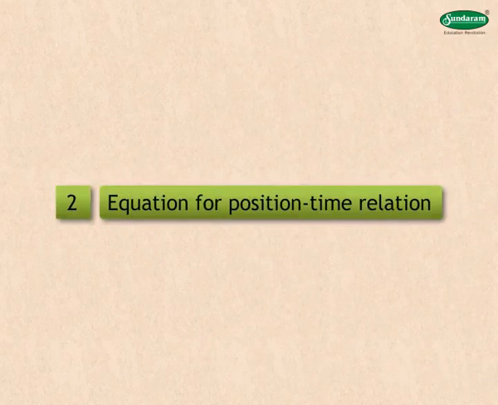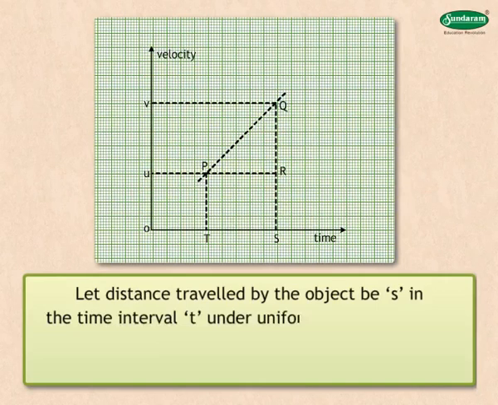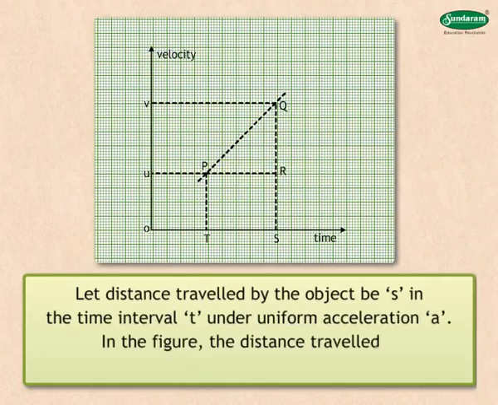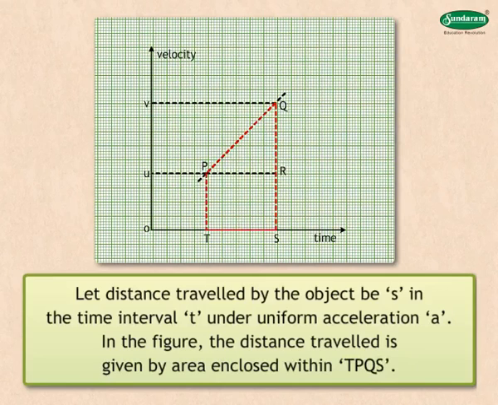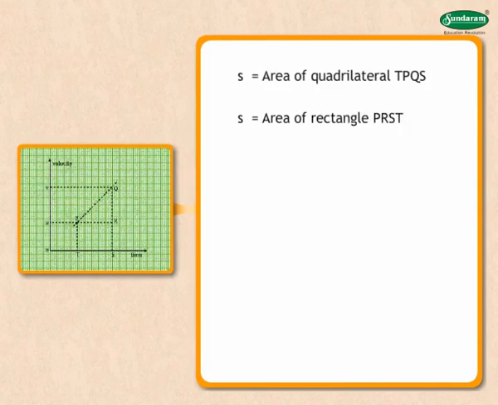2. Equation for position-time relation. Let distance travelled by the object be s in the time interval t under uniform acceleration a. In the figure, the distance travelled is given by area enclosed within TPQS. s is equal to the area of quadrilateral TPQS. s is equal to the area of rectangle PRST plus area of triangle PRQ.